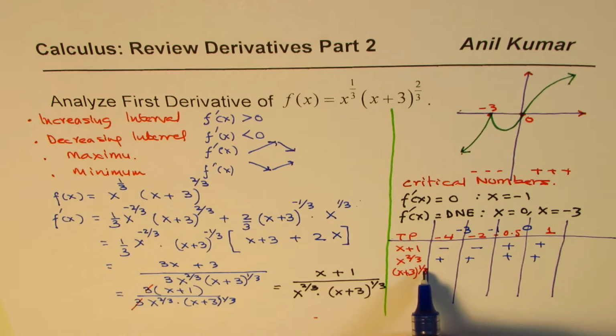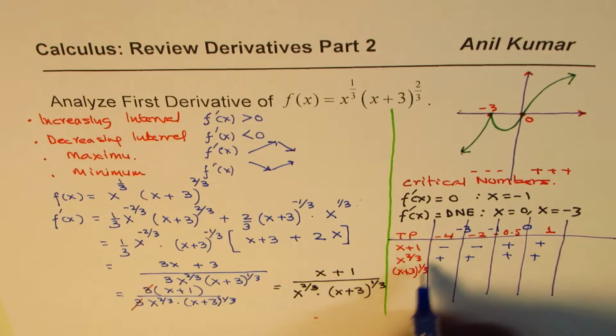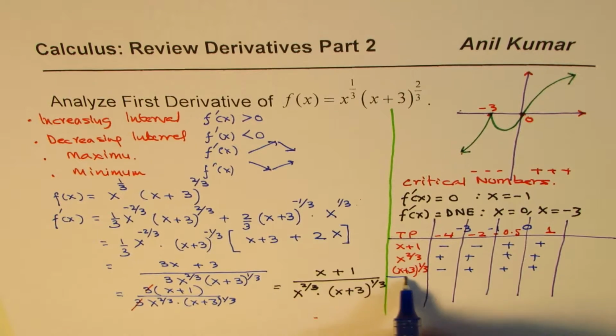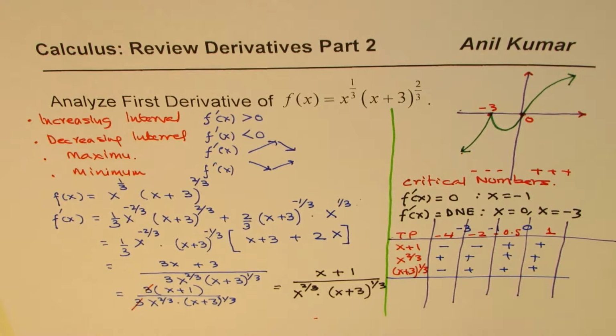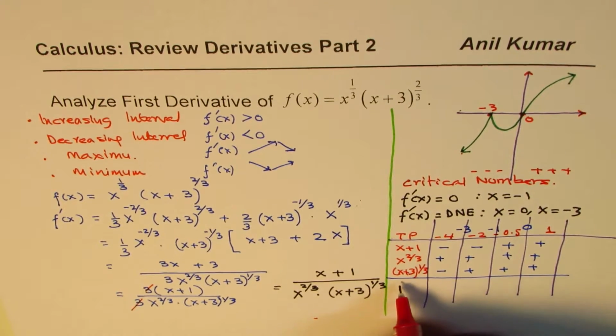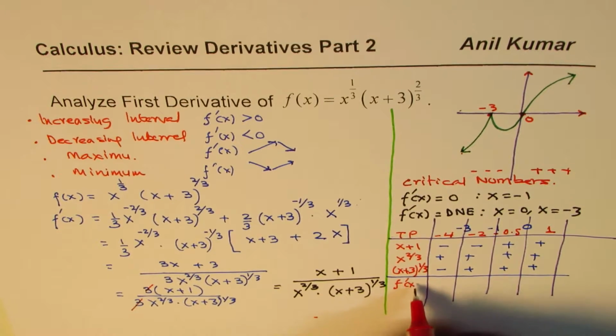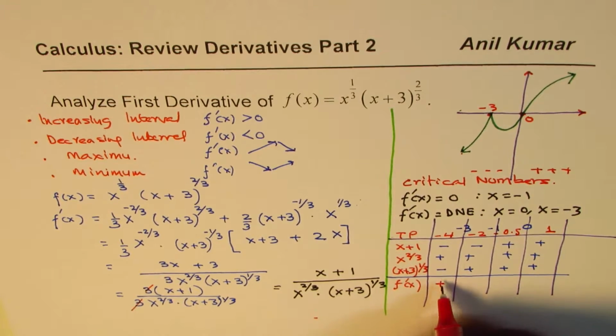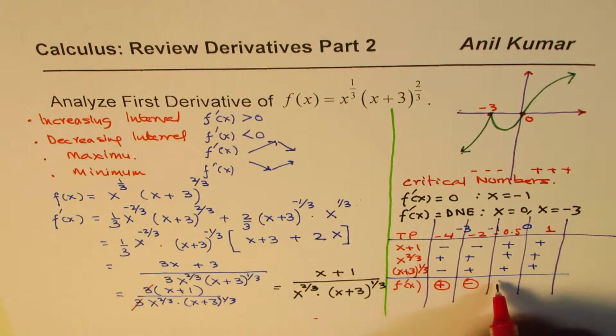If x plus 3 is positive, it is positive. So for minus 4, this is negative. For minus 2, it is positive, so it's positive thereafter, correct? So we have all this. Now when you multiply or divide, the derivative will be: 2 negatives give us positive, right? So 2 negatives gives us positive, 1 negative is negative, 3 positives is positive, 3 positives is positive.